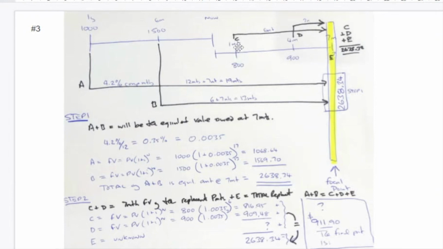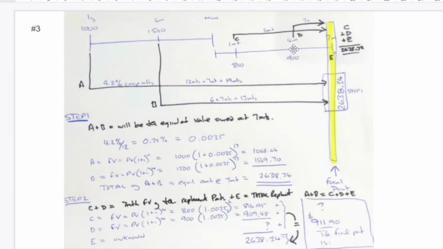Okay? So what we're going to do, first one is this $800. We're going to bring it ahead 6 months. So down here, $800 times 1.0035, which is calculated based on the interest rate, to the power of 6, which is a total of 6 months that it moves along. That comes to $816.95. So that 800 will be worth $816.95.